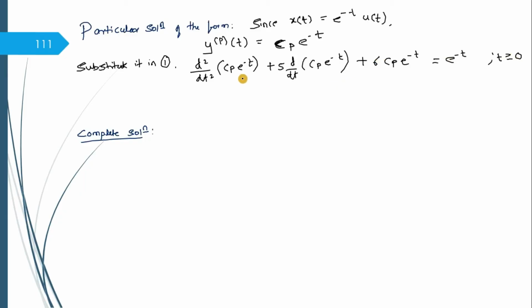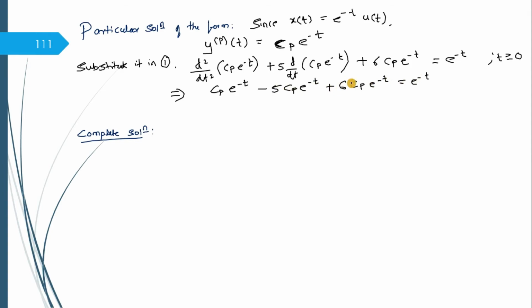Now, the differentiation of e raised to minus t will give you minus e raised to minus t. One more differentiation will give you one more minus sign, so those two minus signs will cancel. Hence cp is a constant taken outside, and you get the same thing because the two minus signs cancel. Here with only one differentiation, there will be a minus sign. I guess it's the same problem we took for the homogeneous and particular solution example, so you can refer to it later.